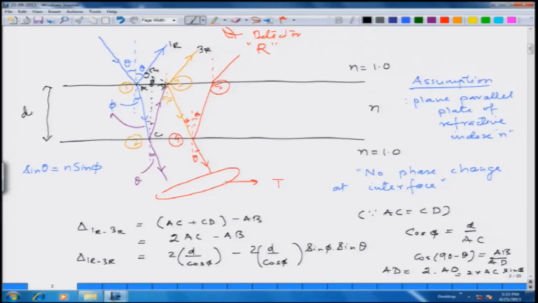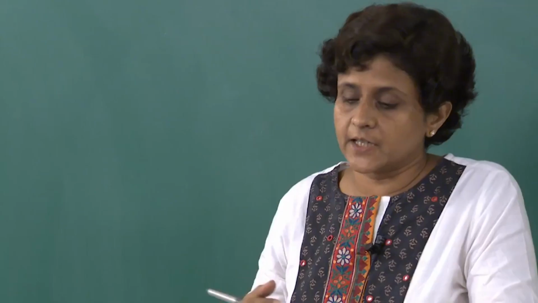Now, there is something which is very important here. This is the actual path difference, but in the last lectures we have shown that light travels at a slower velocity inside the material. So, when we compare the path difference inside the medium and outside, I have to take the optical path, and optical path is n times the actual path difference.